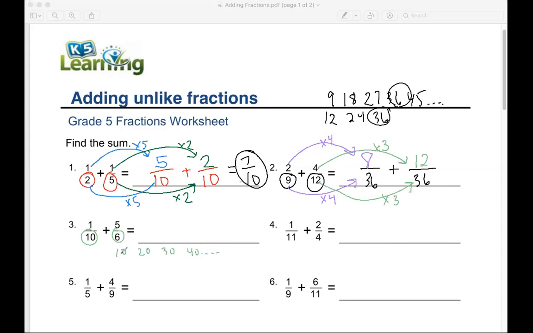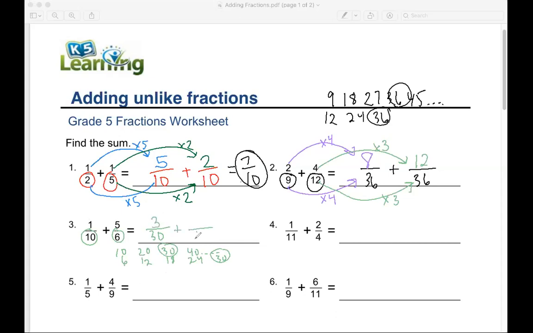Michael, when's the first time that they meet? 30. At 30, that's right. So if I'm writing out the multiples, you'll see that the first time they meet is 30, okay? And so we can use 30. That would change this numerator. That'd be a factor of 3. So 1 times 3, 3.